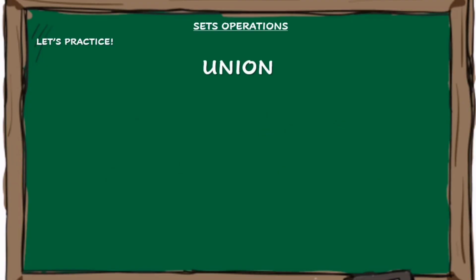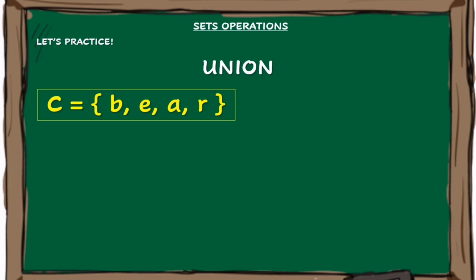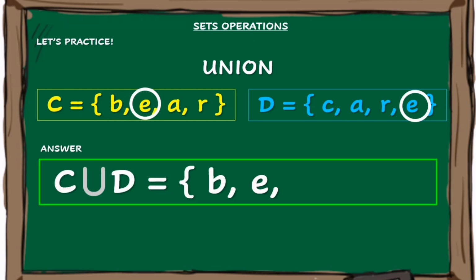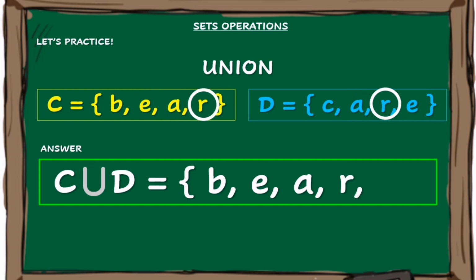Oops! We are asked to find the union of set C and D. Do you still remember how to do it? The answer contains the letters B, E, A, R, and C. As you can see, we just take all the elements of set C and D with no repetition. Great! We already formed the union of set C and D.